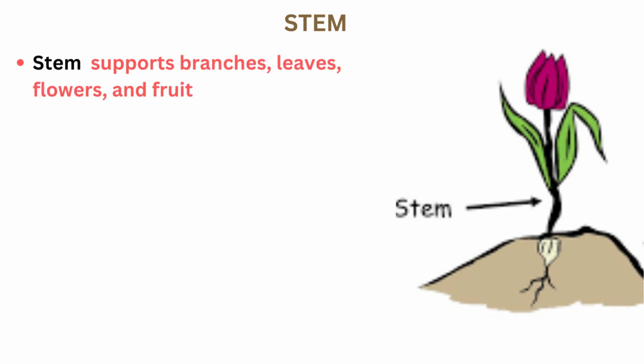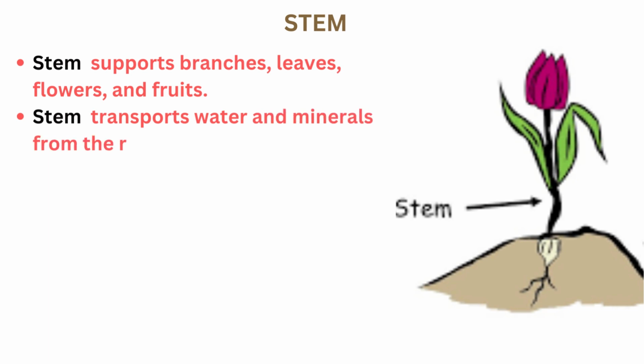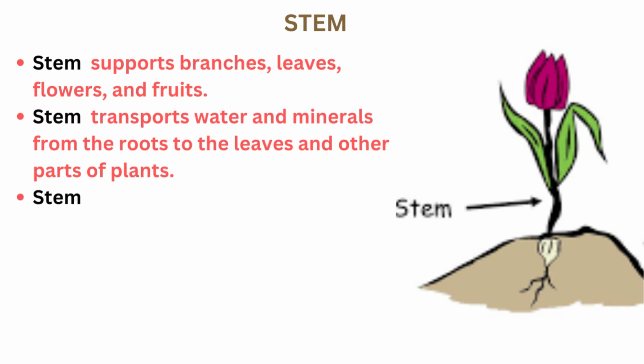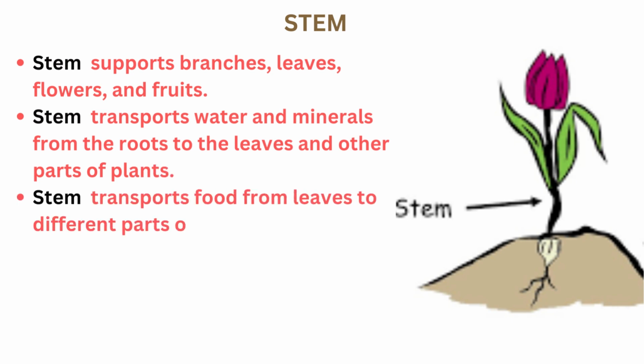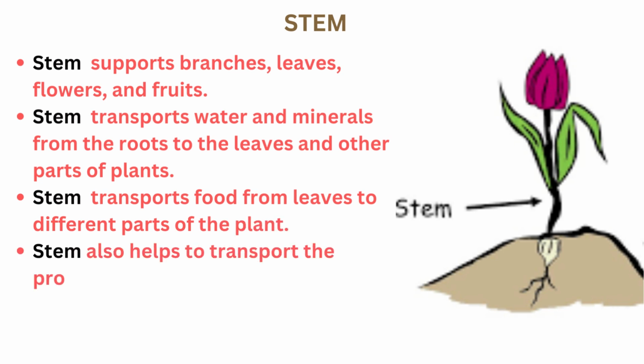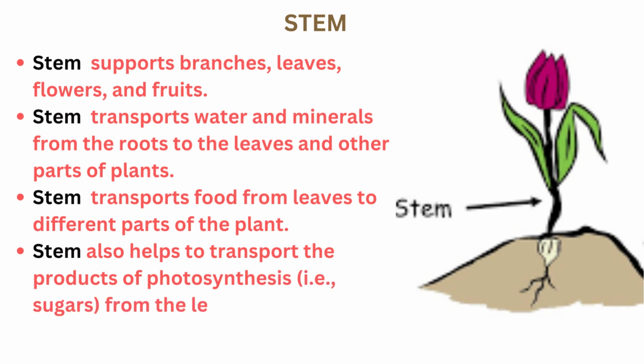Stem supports branches, leaves, flowers, and fruits. Stem transports water and minerals from the roots to the leaves and other parts of plants. Stem transports food from leaves to different parts of the plant. Stem also helps to transport the products of photosynthesis, i.e., sugars from the leaves to the rest of the plant.